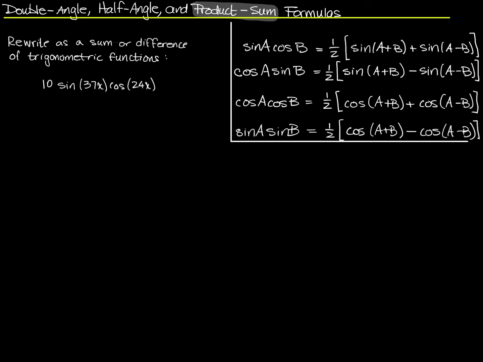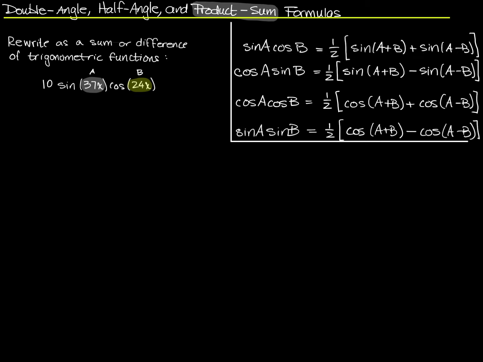Rewrite as the sum or difference of trigonometric functions this expression here, 10 times the sine of 37x times the cosine of 24x. Let's start by identifying this 37x as my A and 24x as my B. In fact, I think what I'll do is write A above 37x and B above 24x. Now, I have a formula for the sine, ignore the 10 for the moment, the sine of A times the cosine of B. It's this expression right here.